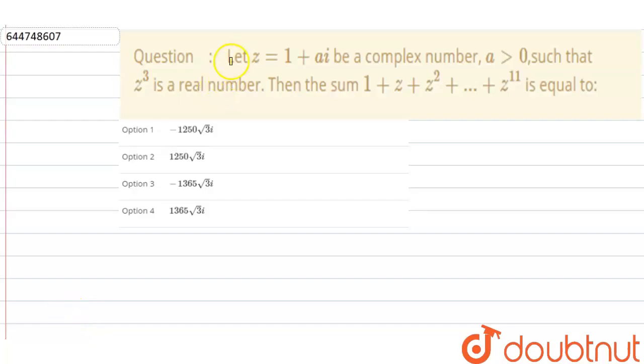Hello everyone. So our question is, let z = 1 + ai be a complex number, where a > 0, such that z³ is a real number. It means the imaginary part of z³ will be 0. Then the sum 1 + z² + ... + z¹¹ is equal to what?